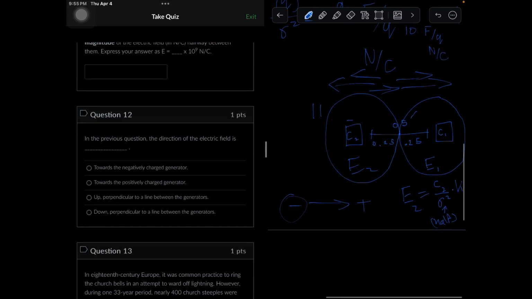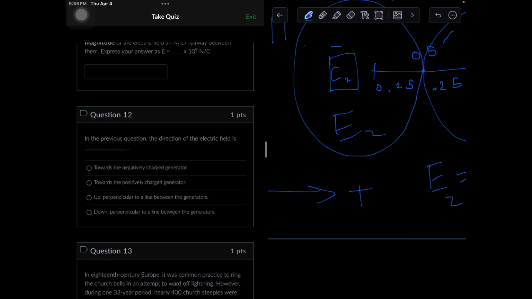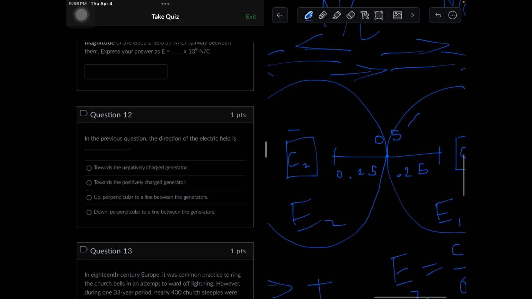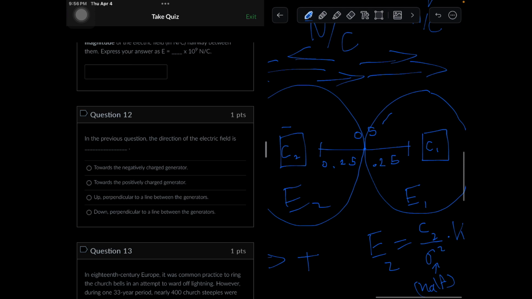Question 12. It refers to the previous question and asks for the direction of an electric field. Once again, the direction of the electric field is in the positively charged. But in this scenario, what you need to take into consideration is which direction an object will move. Will a positive object move in the same direction as a positively charged ion, or in the opposite direction of a positively charged ion?